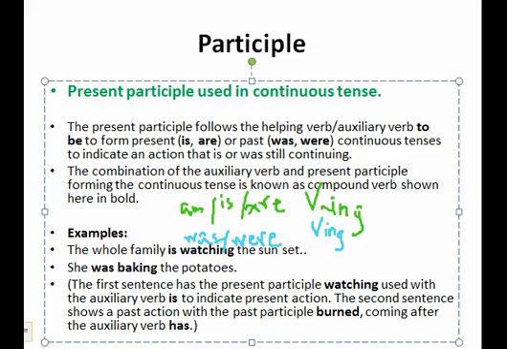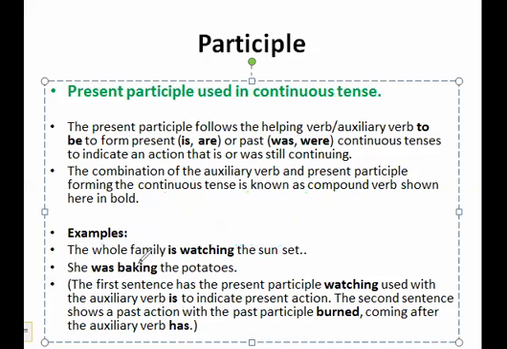Now, if you notice in these examples, "the whole family is watching": "is" is the helping verb and "watching" is the main verb. "She was baking potatoes": "was" tells us that the action occurred in the past, and "was baking" tells us that the action was happening in the past. "Was" is the helping verb, "baking" is the main verb.